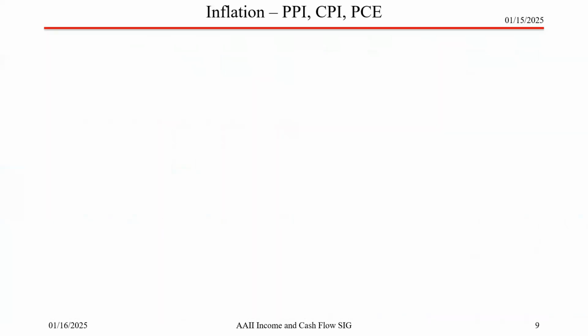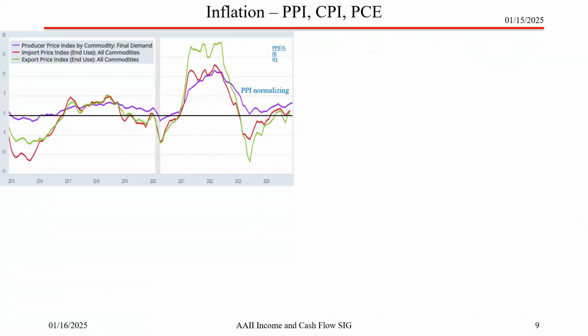Now, the actual inflation numbers, the PPI, that is the purple line with the background of the import and export, and the PPI is normalizing, although you can say it's trending up a little bit.